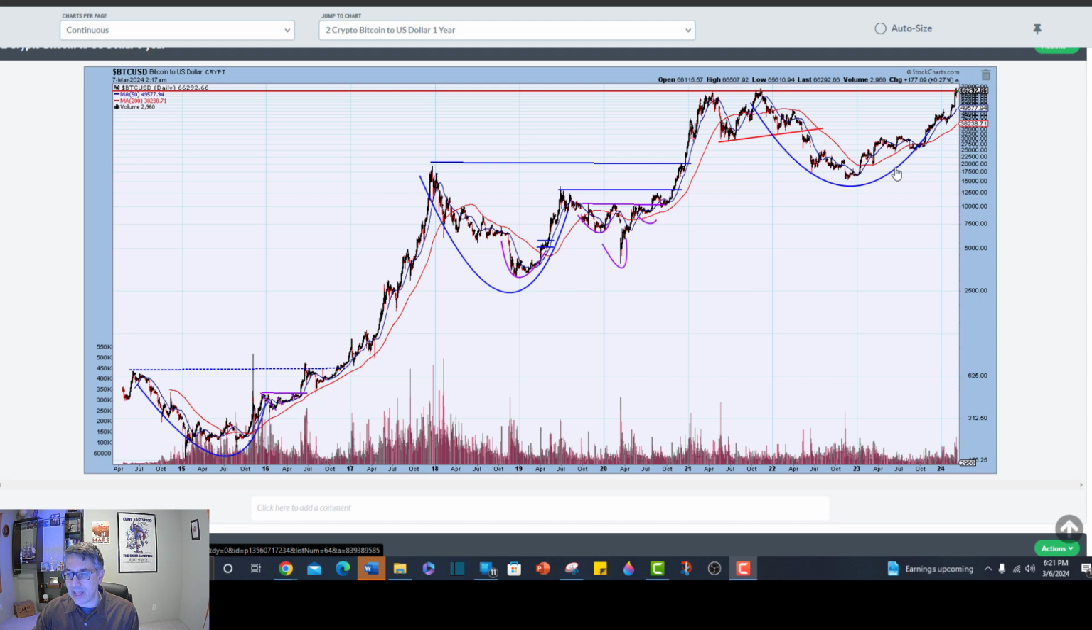And now we've got a nice cup here and a pretty nice handle. It broke out of the handle, and now it's up here at all-time highs. Probably it's going to pause, right? Probably it's going to make a handle, or it's going to come back in for a third.